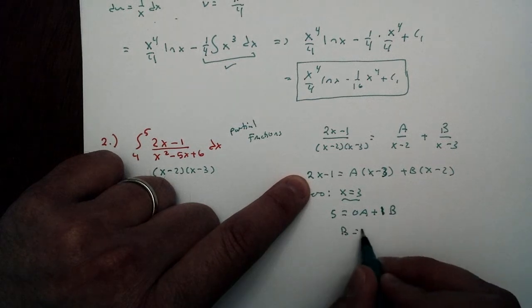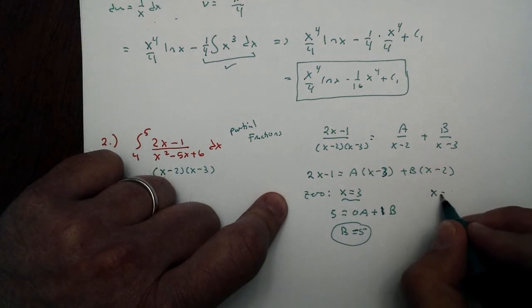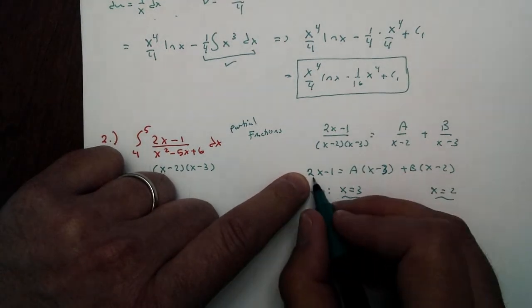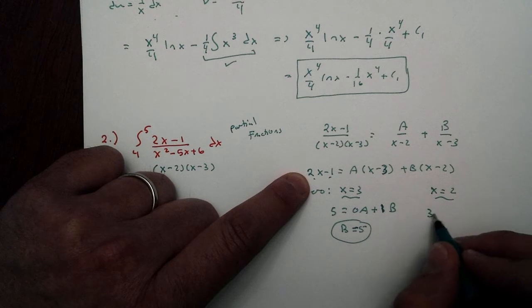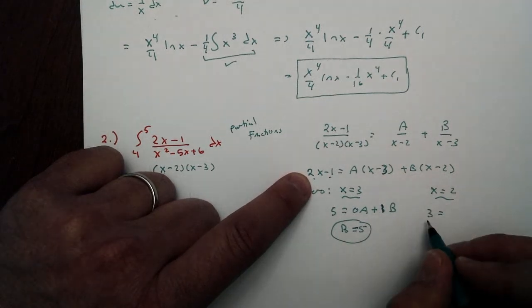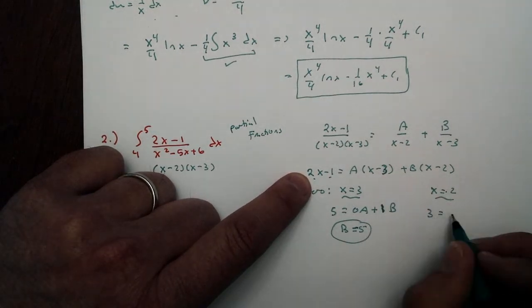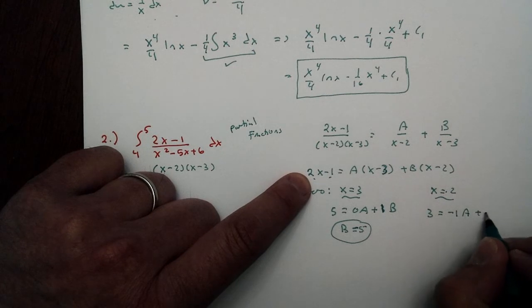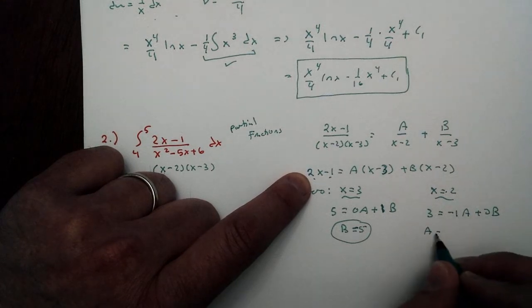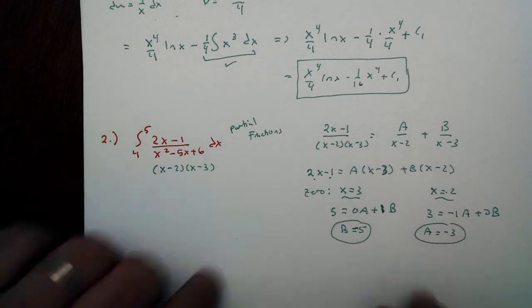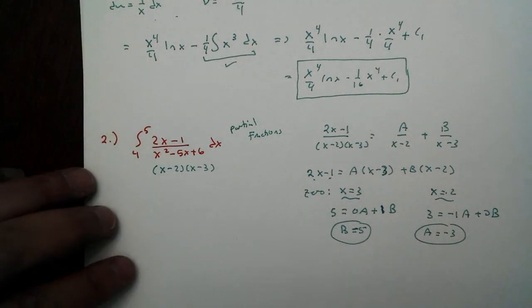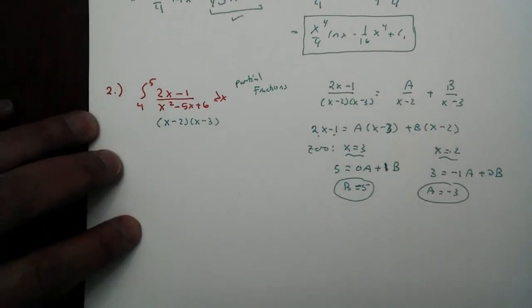So b is 5 there, not minus 5. My other 0 would be 2. Plugging this in, we would get 4 minus 1, which is 3, equals, let's plug in the 2 here, we get negative 1a plus 0b, and we get a is negative 3. And that's what we want, because now we can rewrite our integral.